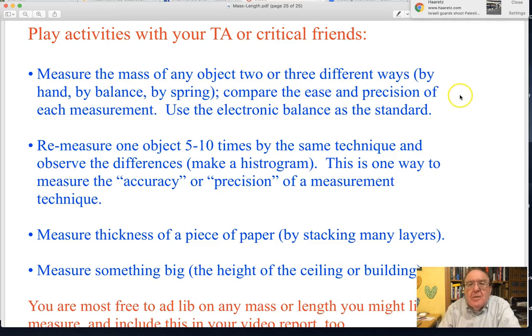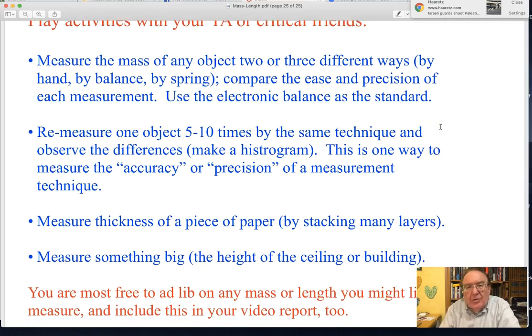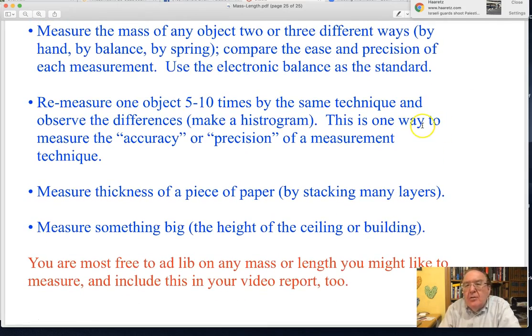And so you measure one mass by multiple techniques, and then you get to compare. Okay? Compare the ease and the precision of each measurement. And then, of course, you use electronic balance to define what the correct mass is. Okay? Another useful thing to do is to take one object and remeasure it several times. In other words, you measure it, for example, it can be even on the electronic balance.